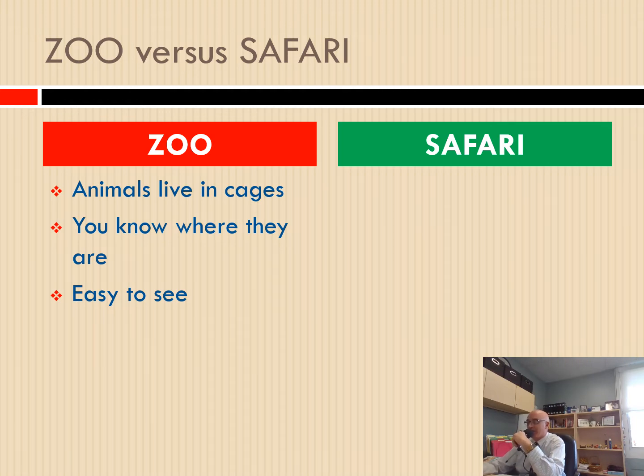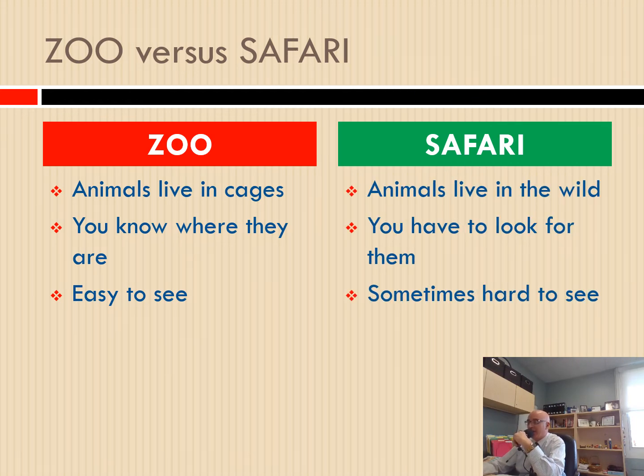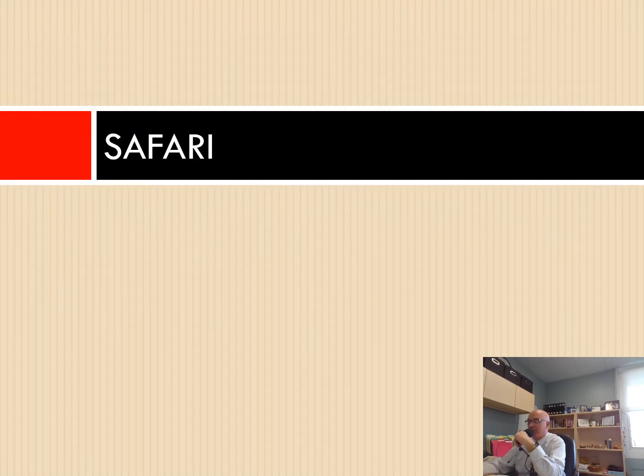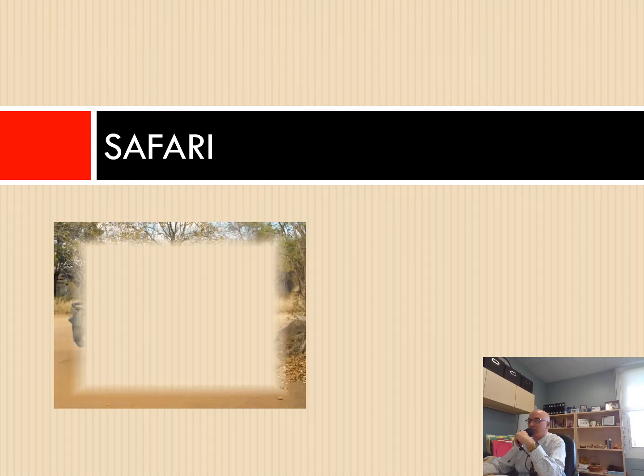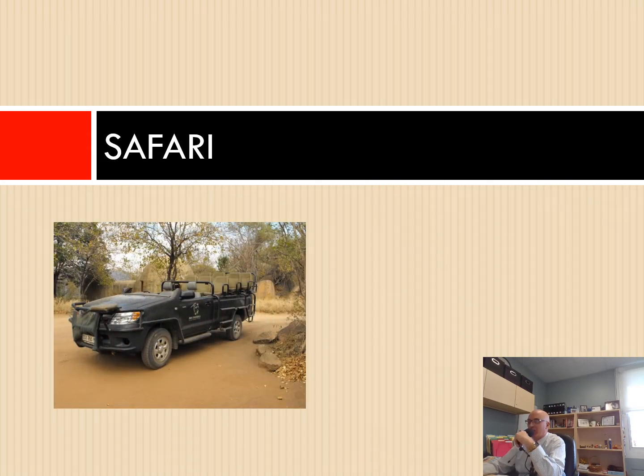Now a safari is different. On a safari, the animals live out in the wild, and you have to look for them, and sometimes they're really hard to see. And I was lucky I got to do both while I was in Africa. Now, while I was on safari, I went in a special vehicle that looks like this. You can see there's some seats, and there's a place for the driver, and there was me and 3 other people in those seats to be able to see, and there's no windows or doors around it, so you could really see all around you and see the animals.